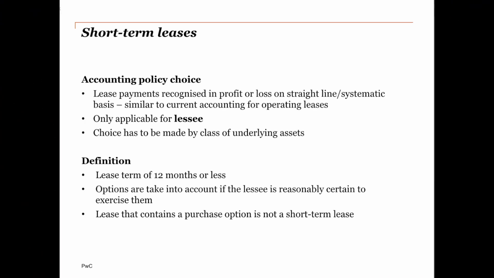Short-term leases are defined as leases with a lease term of 12 months or less. The lease term, however, includes periods covered by an extension option if the lessee is reasonably certain to exercise the option. If the contract is for a longer term, but the lessee has an option to early terminate the contract that can be exercised within 12 months, and if it is reasonably certain that the lessee will exercise this option, the contract also meets the definition of a short-term lease.